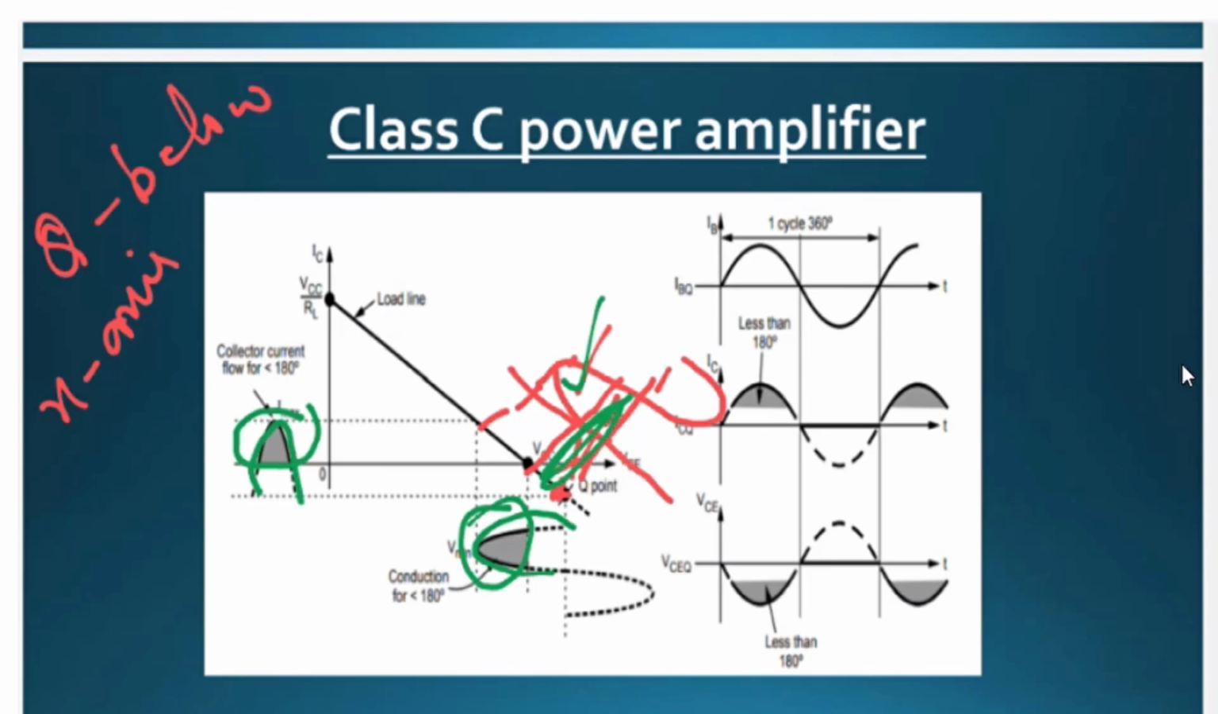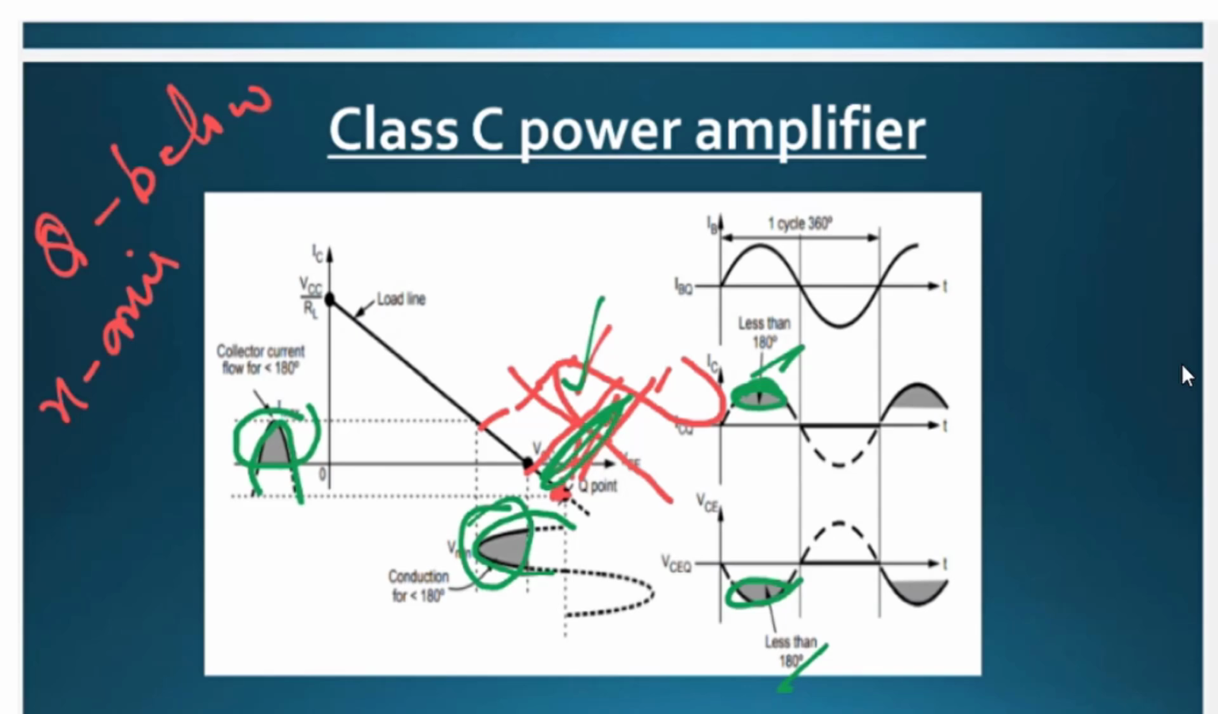Now coming to the waveforms, this is the input full cycle. But here the output collector current is this portion only, the shaded portion. What is the angle? It is less than 180. In the same way, the output waveform is for less than 180. So this is class C. Here distortion is there definitely, but the efficiency of class C power amplifier is very high. Sometimes it may reach up to 100%. That is about class C.